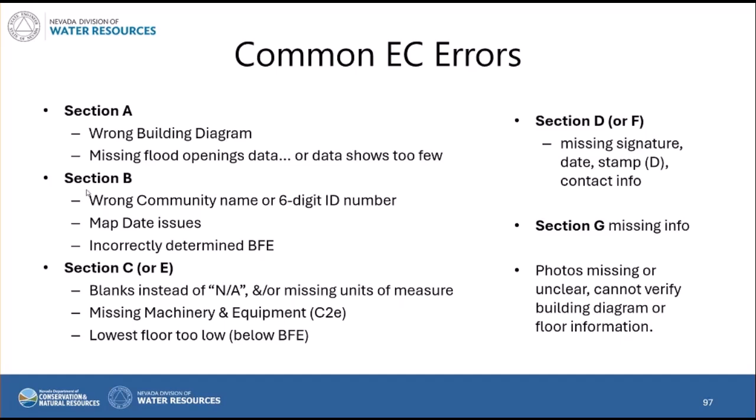And then section G, again, recommended for everybody to use, required for CRS communities to use. So I put in here section G, missing information, can be a common EC error, particularly for CRS communities. But again, really encourage everyone to make use of section G of that form. It is there for your ease of record keeping as a community official. And as I showed you, for ease of helping track your community's freeboard requirements if you have them.